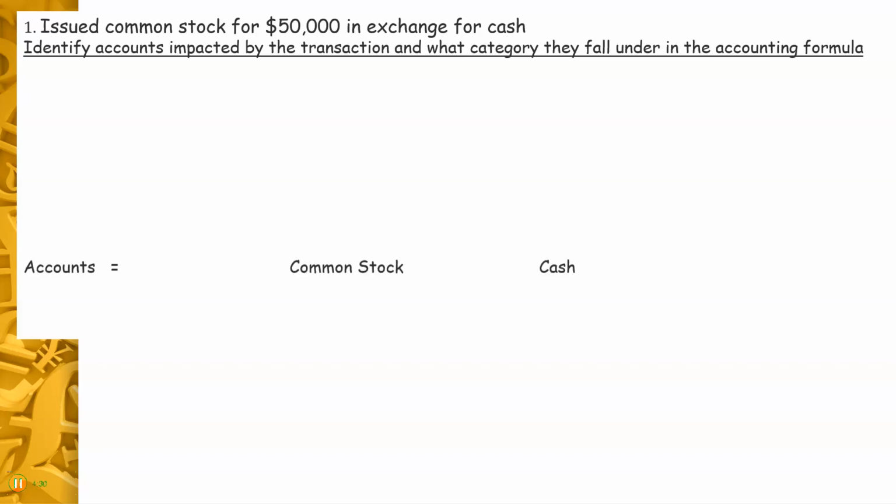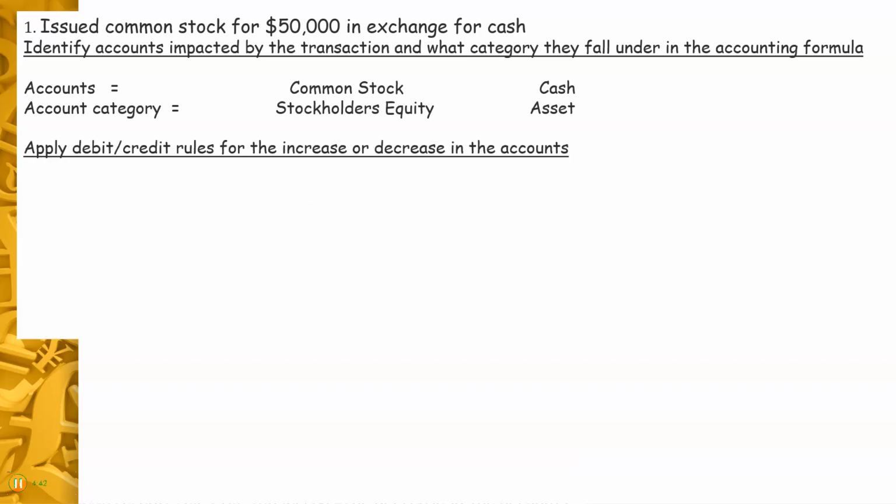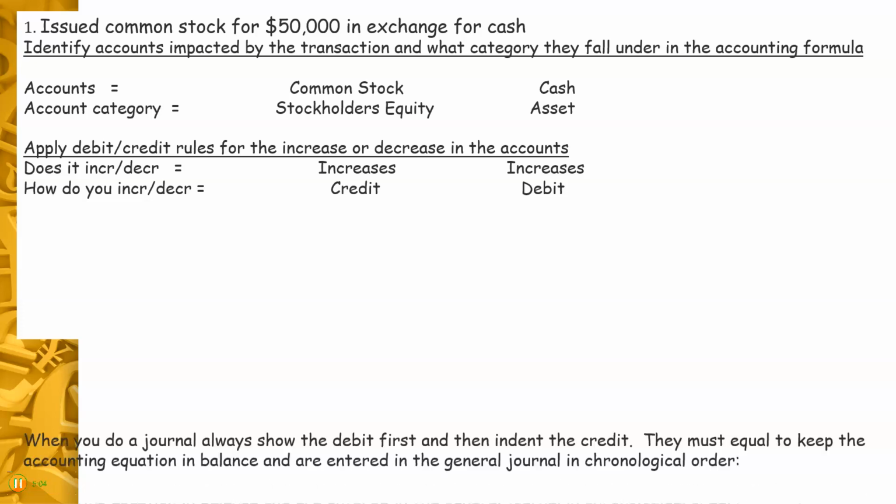In this case, the two accounts affected would be common stock and cash. Common stock is part of equity. Cash is an asset. Now we're going to apply our debit-credit rules. Since our common stock went up, it's going to increase, and so did our cash. Now, how do you increase that category of account? Well, for common stock, we increase with a credit, and for cash, we increase with a debit.